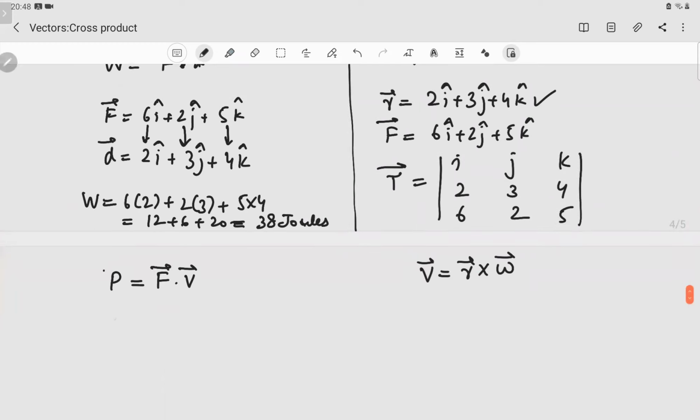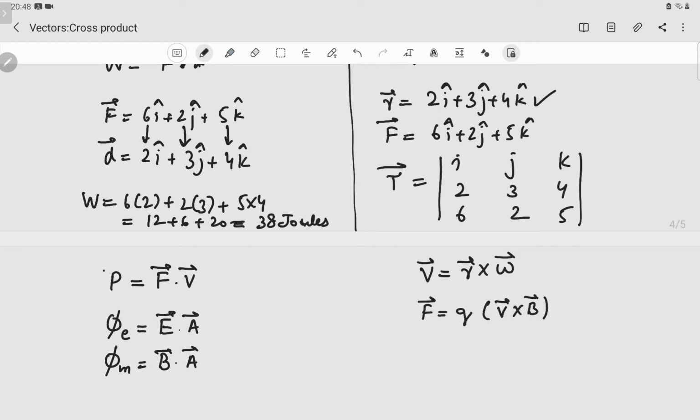And similarly, electric flux is the dot product of electric field intensity and the area. And the magnetic flux is also the dot product of magnetic flux density and area. Whereas in the case of cross product, the force acting on a charged particle is given by v cross B, and for a wire carrying current and placed in a magnetic field, length cross B gives you a vector which when multiplied by current will give you the force.